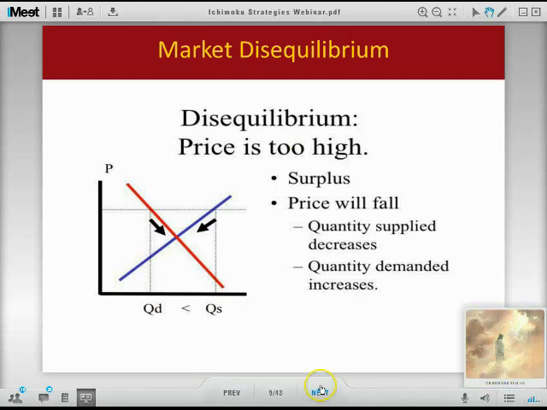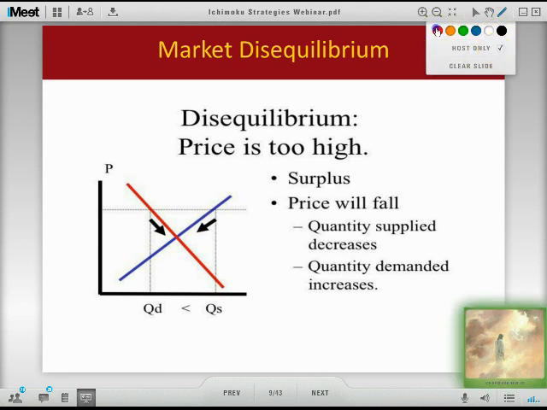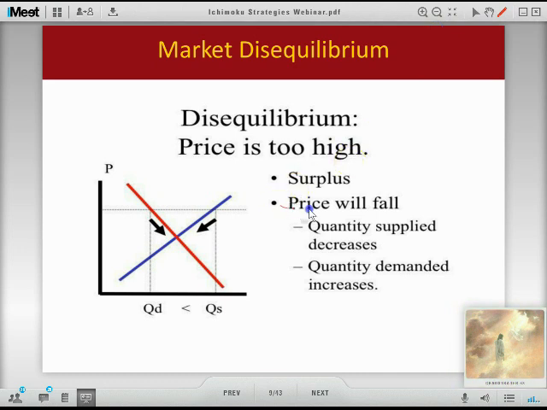All right, so a market that is in disequilibrium, price is too high. Eventually the prices will fall. And then the market has to come back down into equilibrium.